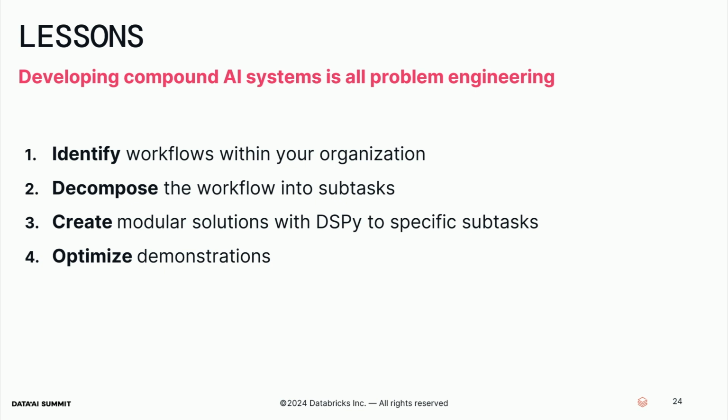Okay, so what are the key lessons from this example? When you're developing compound AI systems, it's all about problem engineering. Don't make the excuse that you need to get to 99% accuracy. Some problems, especially in administrative functions, just need to be helpful more times than they're wrong. And so you need to identify workflows within your organization, decompose those workflows into specific subtasks, create modular solutions with DSPy to address those subtasks, and you can use those modular solutions throughout your organizations because those pipelines will be reusable throughout different common workflows. And then optimize your demonstrations using our suite of optimizers.